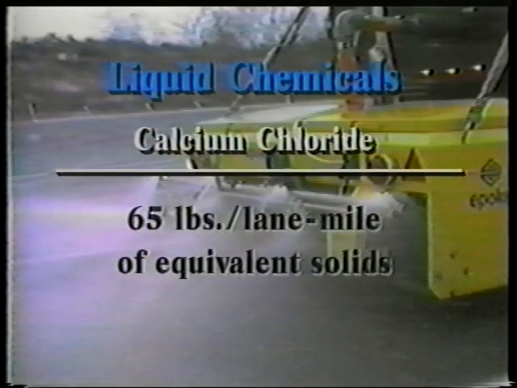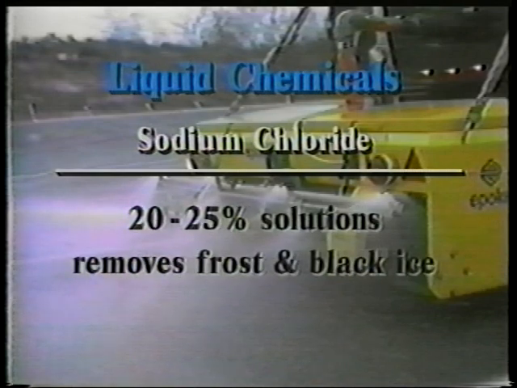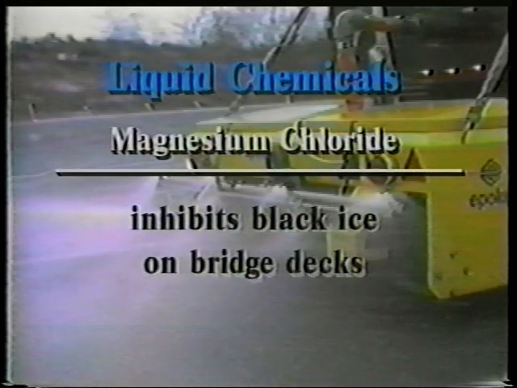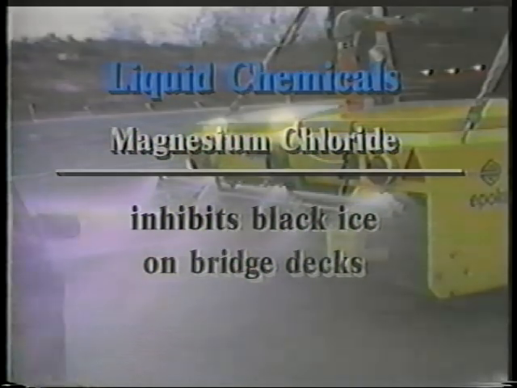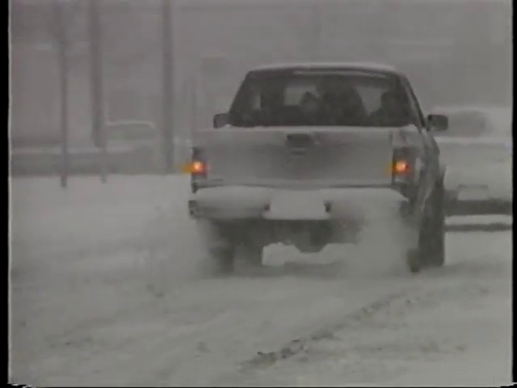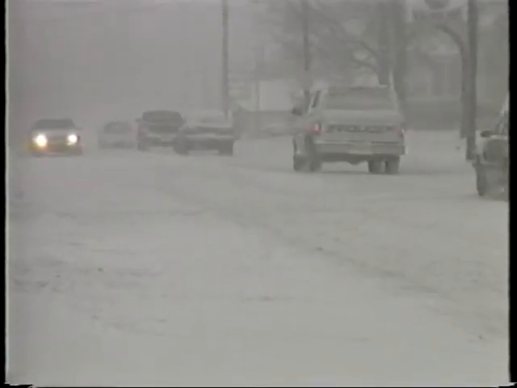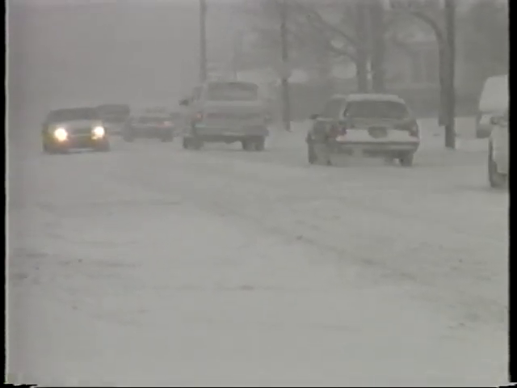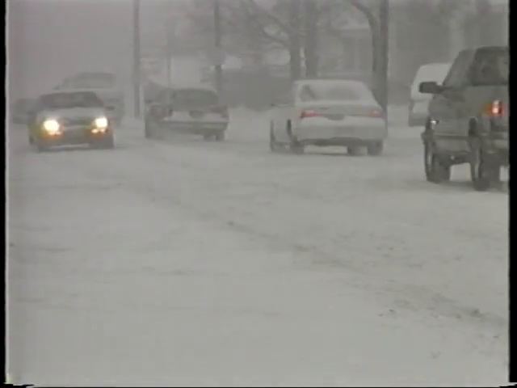Calcium chloride has been used on some highways at rates down to 65 pounds per lane mile of equivalent solid chemical. 20 to 25% sodium chloride solutions have been shown to be effective for anti-icing and for removing frost and black ice. Magnesium chloride solutions have been effective in inhibiting development of black ice on bridge decks. Liquid chemicals applied during heavy snowfall or freezing rain can be diluted to the point that the solutions freeze unless very high quantities are used. It is best to use solid chemicals under those conditions.